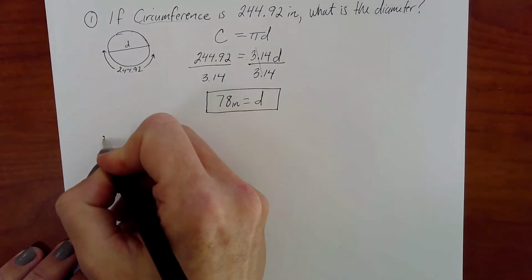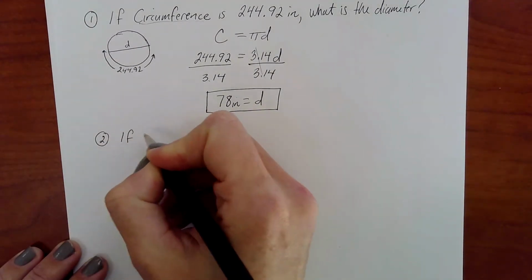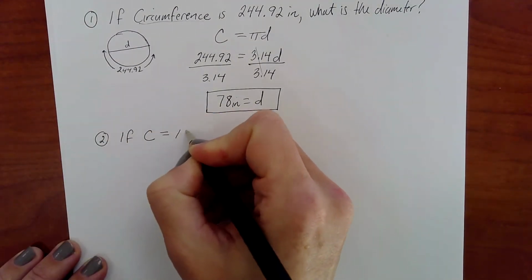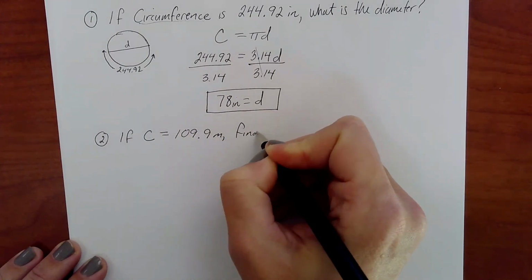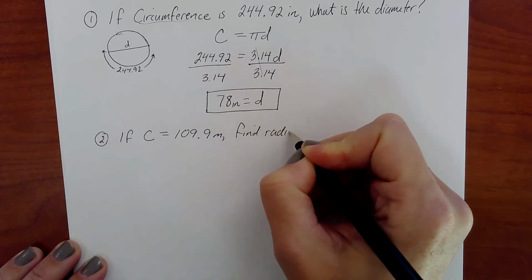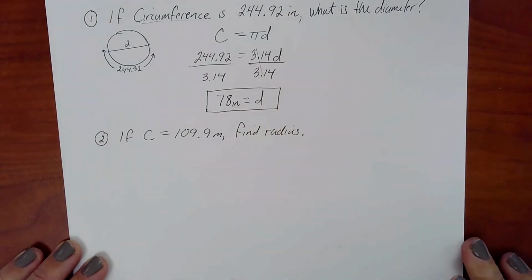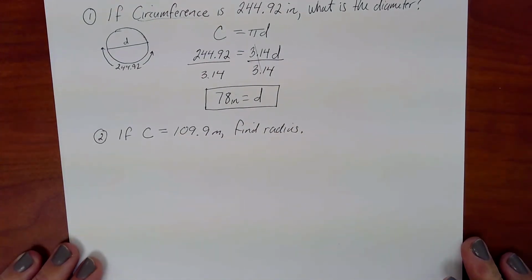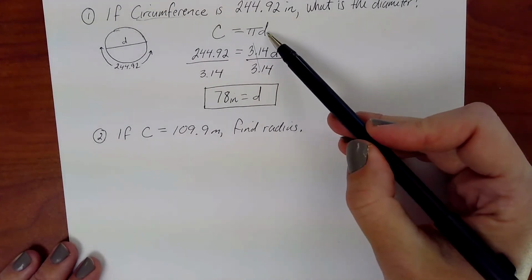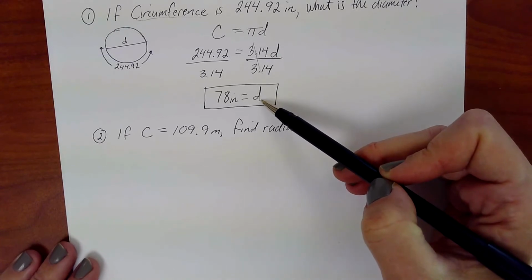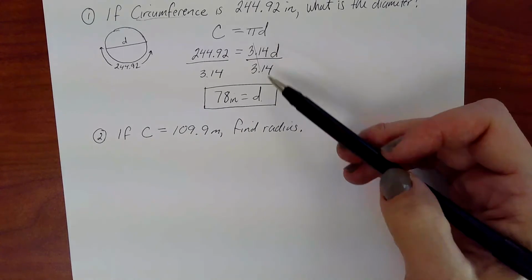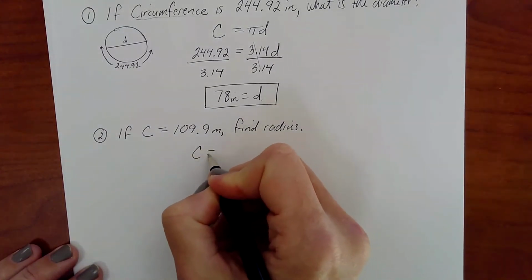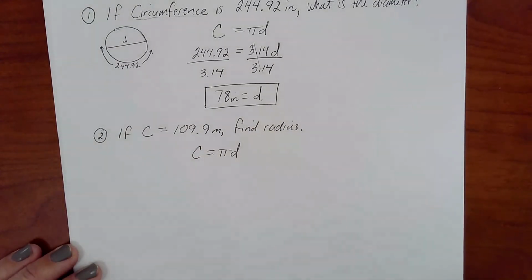Let's try another one. Let's say the circumference is 109.9 meters, find the radius. Now, I know our formula doesn't have radius in it, but once you know the diameter, do you know how to get the radius? Yeah, it's just half as much. So you're going to use the same process here, but then have an extra step at the end.